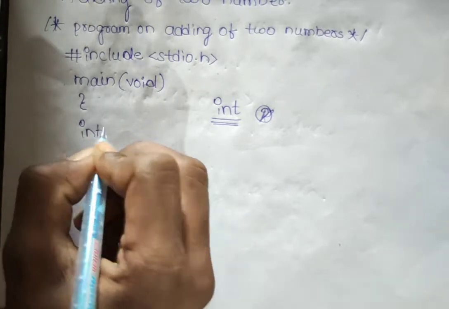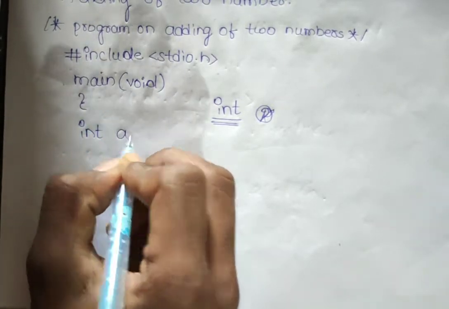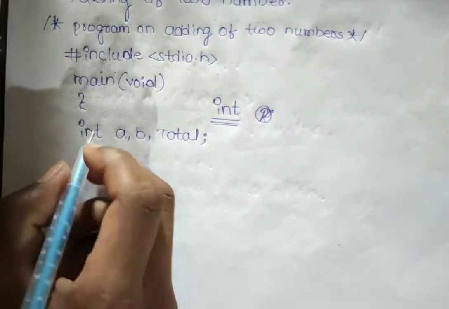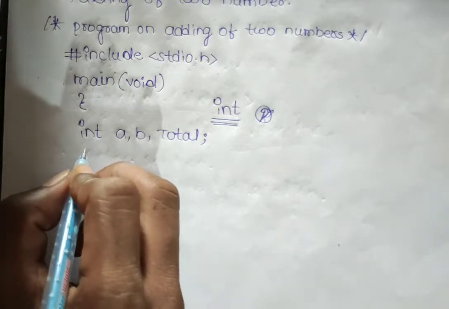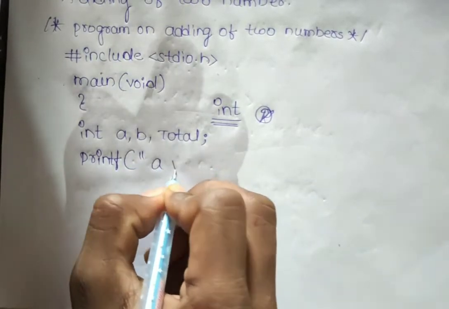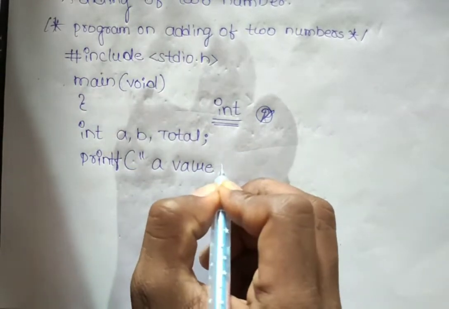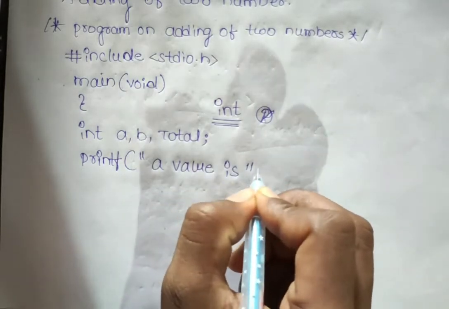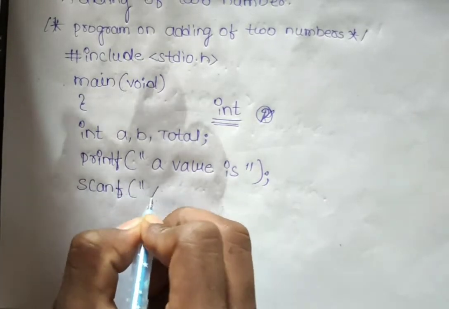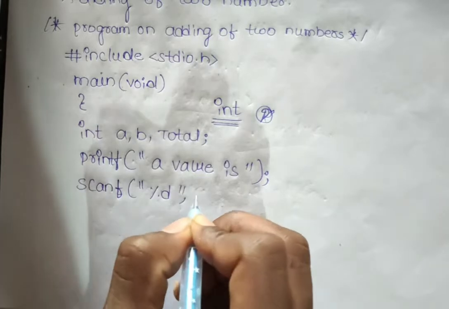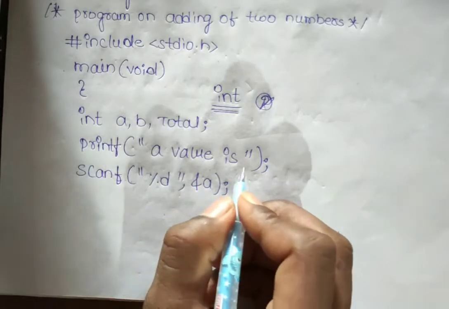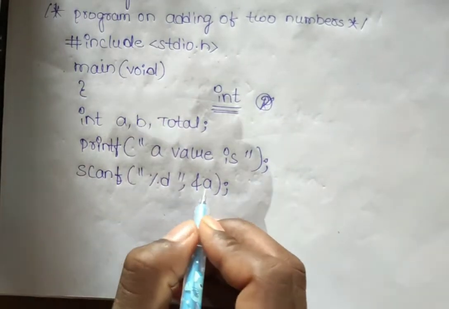Here int a, b, total, and I will write printf("a value is"), here scanf("%d", &a). Here printf a value is and scanf %d ampersand a.